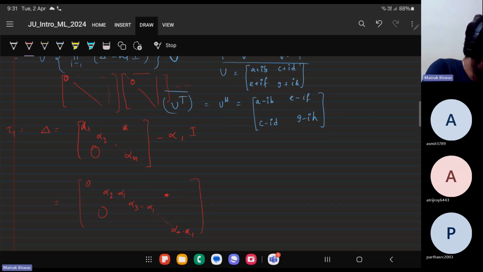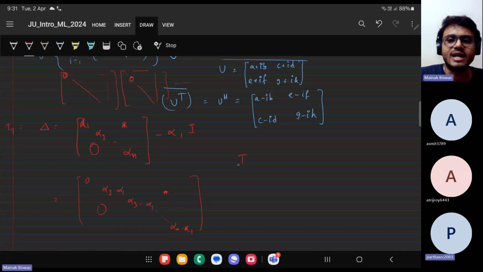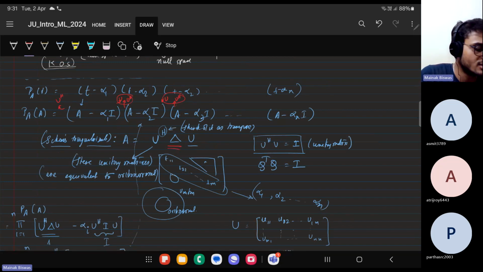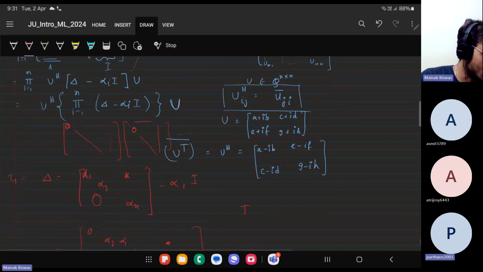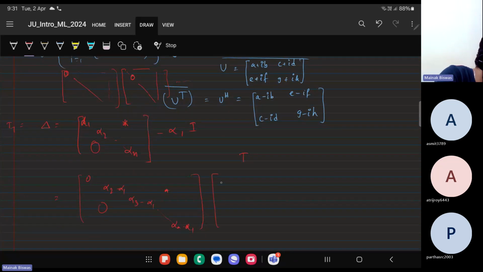Similarly, term i will be. Why are you saying the stars? They can be anything, non-zero elements. So I have said it's an upper triangular matrix. Yes, it's an upper triangular matrix. So the next element will be alpha 1 minus alpha 2, 0, and then you will have all these stars. Next will be alpha 1 minus alpha 3, alpha 2 minus alpha 3, 0, and then all these elements. Yes or no?